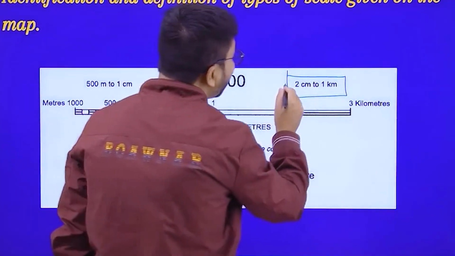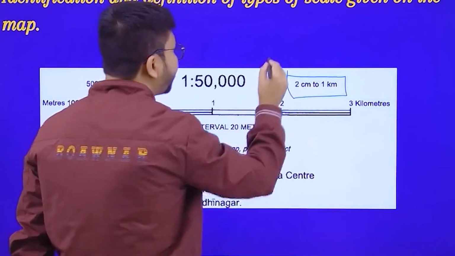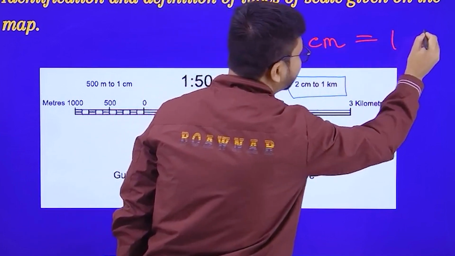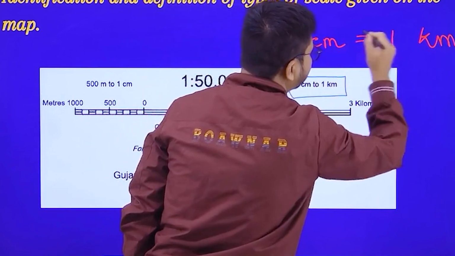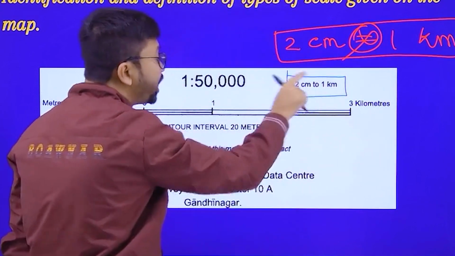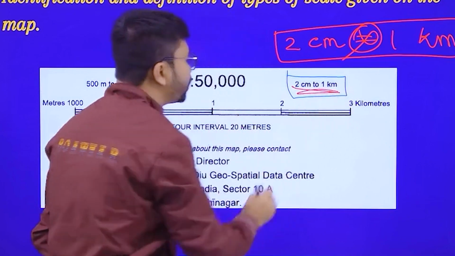And remember, don't write 2 centimeter equal to 1 kilometer, right? If you write 2 centimeter equal to 1 kilometer, it will be absolutely wrong. You will not get marks for that, because it should not be equal. You need to write 2 centimeter to 1 kilometer.